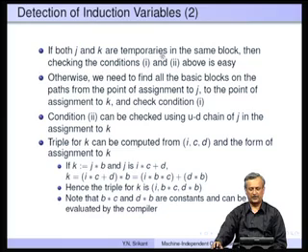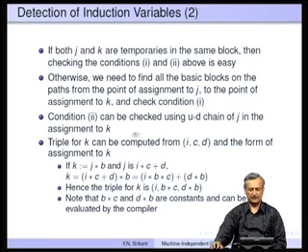Otherwise, if they are not temporaries in the same basic block, then we need to find all the basic blocks on the paths from the point of assignment to j to the point of assignment to k, and then check condition 1. So, you have to look at all the paths, find all the basic blocks on the paths. Every one of the paths must be taken, only thing is you do not have to go around the loops any number of times. You just have to go through the loop once and find all the basic blocks. Then you can check condition 1 quite easily.